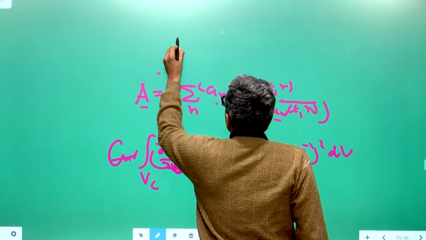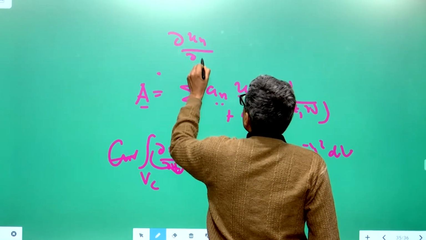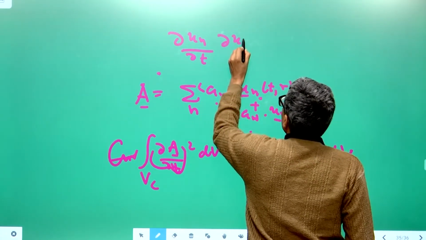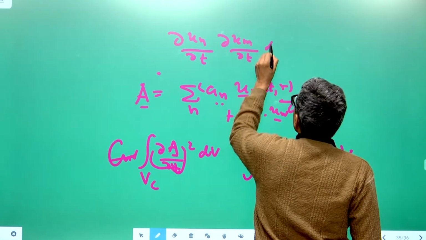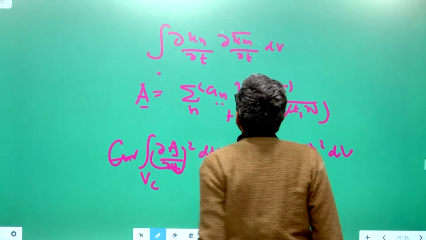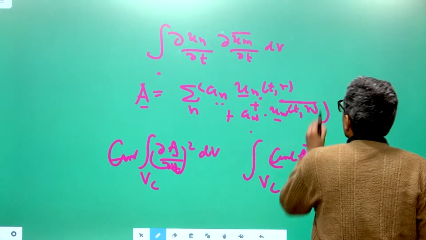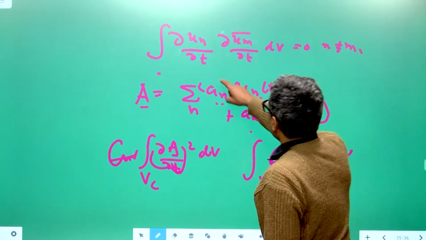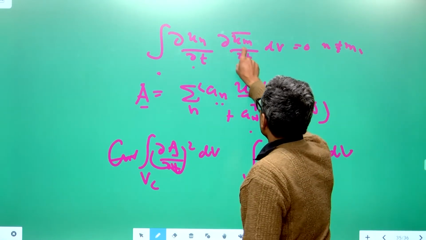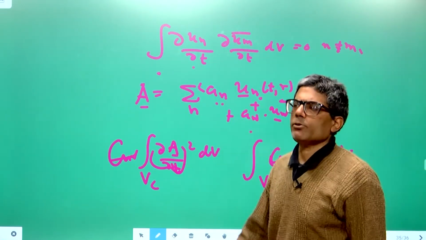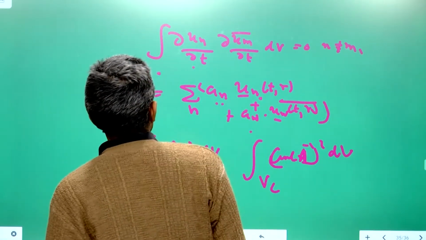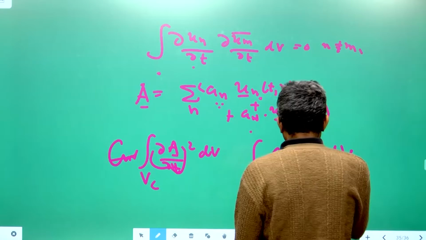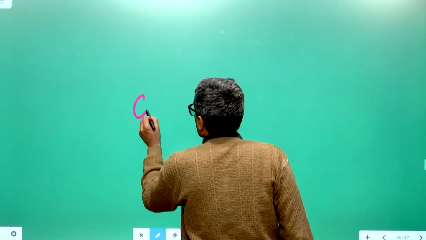For example, dou Un by dou t will give one of the terms, and then you calculate dou Um by dou t, this will give another mode, and when you take the integral of this, it will be 0 when n is not equal to m, because dou Un by dou t will be the frequency times Un, dou Um by dou t will be the frequency times Um, and when you consider the orthogonality of the modes, the cross terms will cancel. Similarly for curl A square, how do you calculate it?